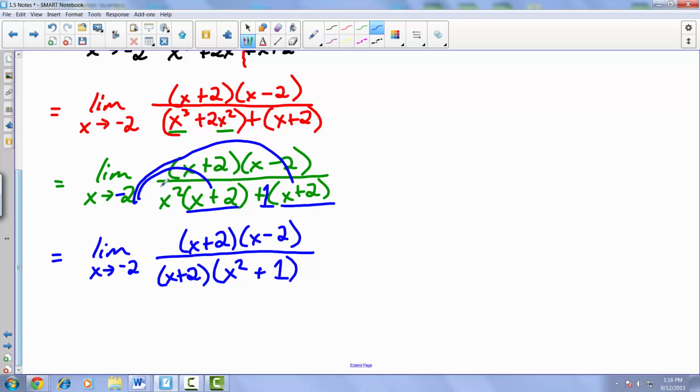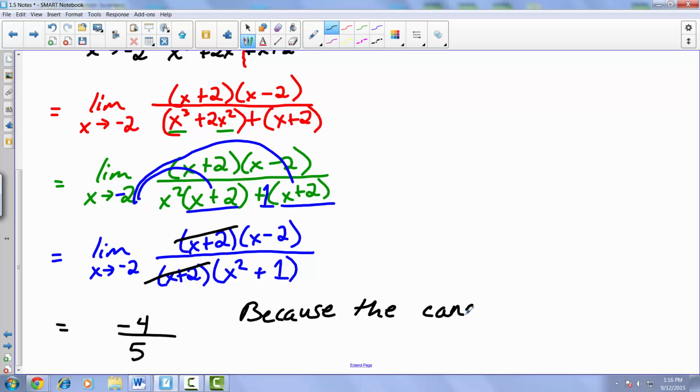Now, we can go ahead and cancel something. So these x plus 2's end up dropping out, and that again was really the issue that it was giving us with that 0 over 0 indeterminate form if you tried plugging it in originally. So now we can go ahead and use direct evaluation. Looks like we end up with -4 over 5. So because this canceled, we should see a hole there.